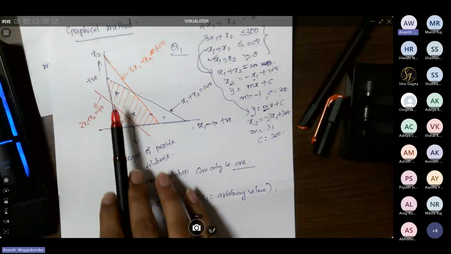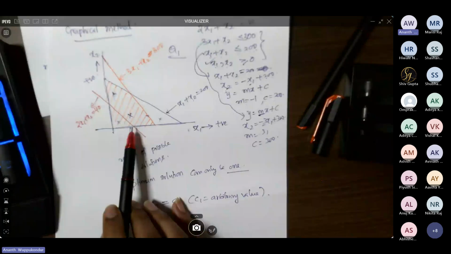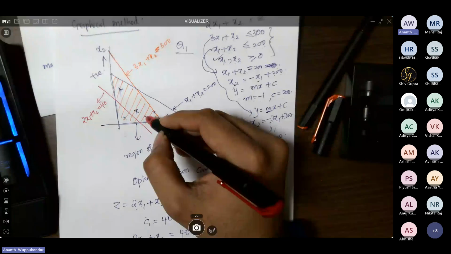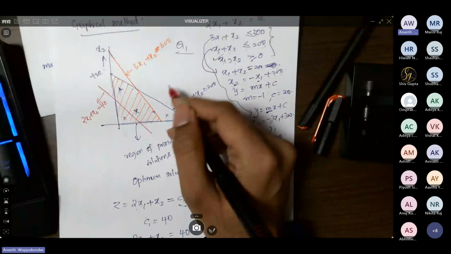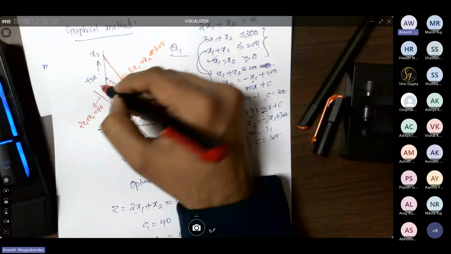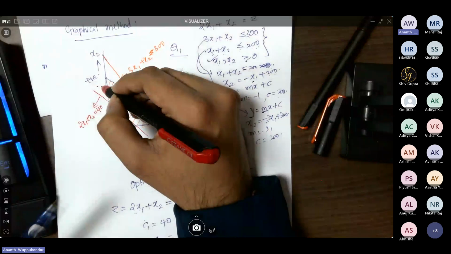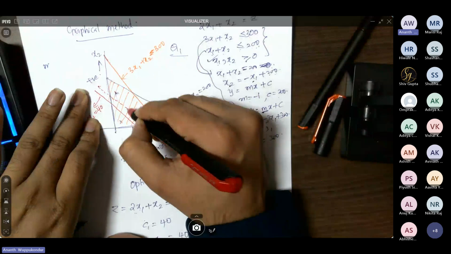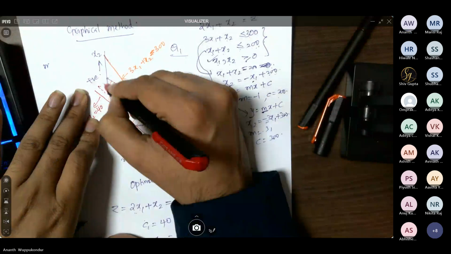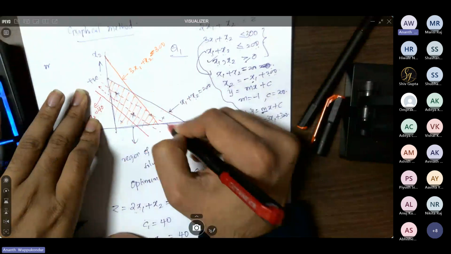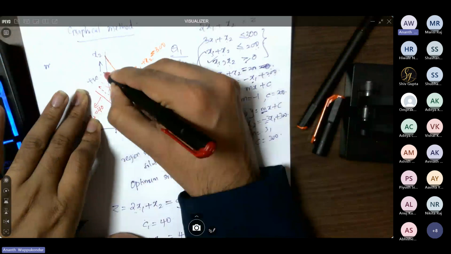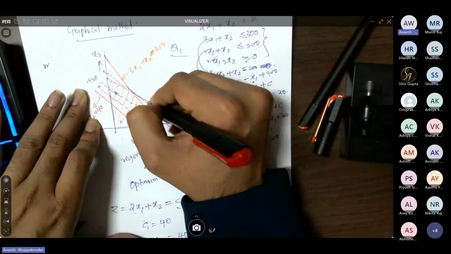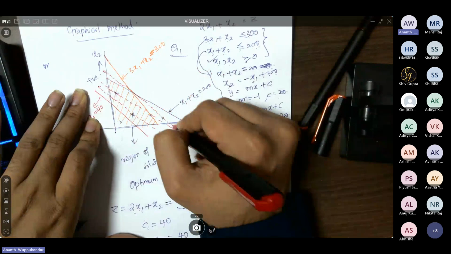Now, once you plot this graph, you can keep moving this line. So let us say I start constructing parallel lines to this line, 2x1 plus x2 equals 40. So from this, I started constructing a set of parallel lines. And if I keep constructing a set of parallel lines, you would have one such line which coincides with all the three regions.